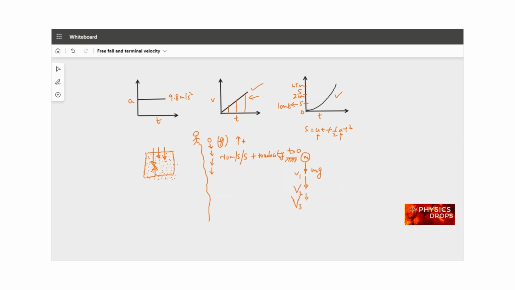It keeps gaining velocity. That means it is moving through more air, which means there is more pushback to it in terms of this reactive force. So this force is called the drag force. This is F mg and this is F drag.